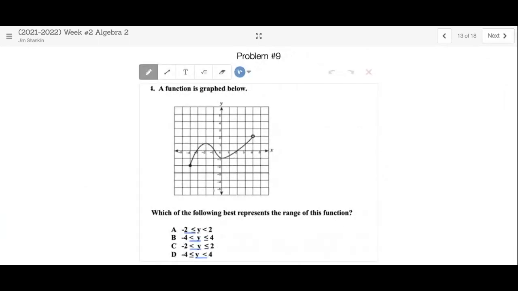Okay, number 9. Which of the following best represents the range of this function? Oh, this is a good one. I like this one. I'm not going to say anything. That means I'm going to turn off my mic and let you guys decide. Just put your answer in the chat box.